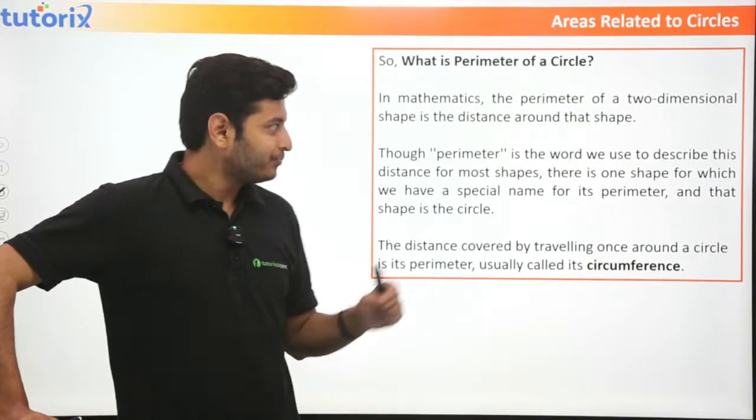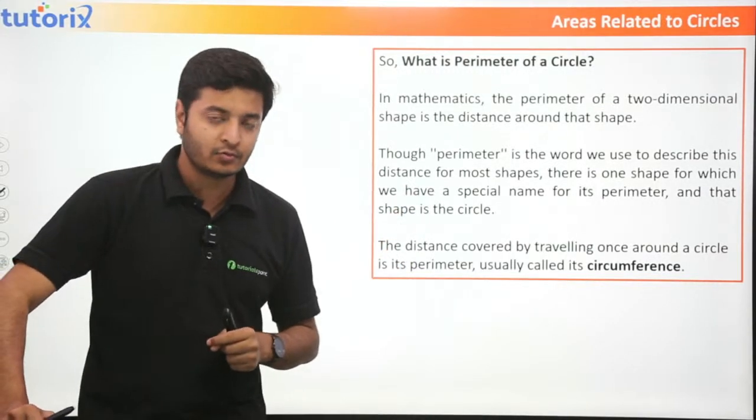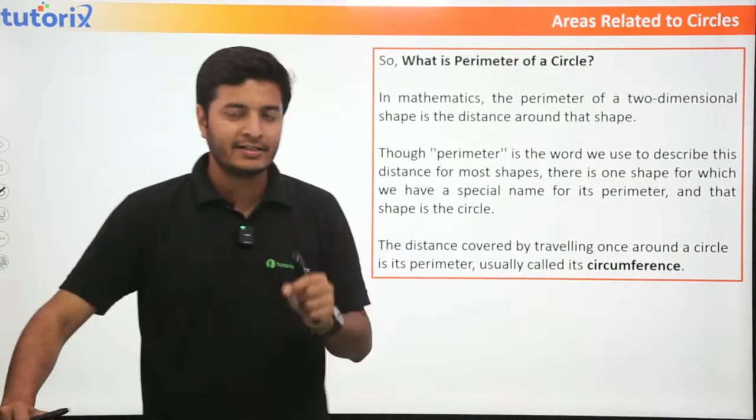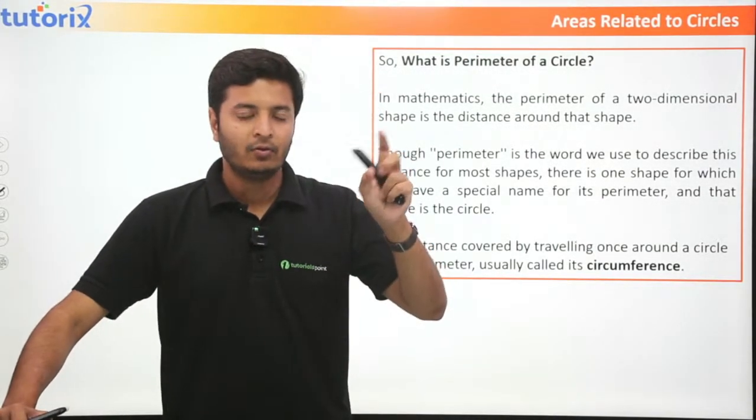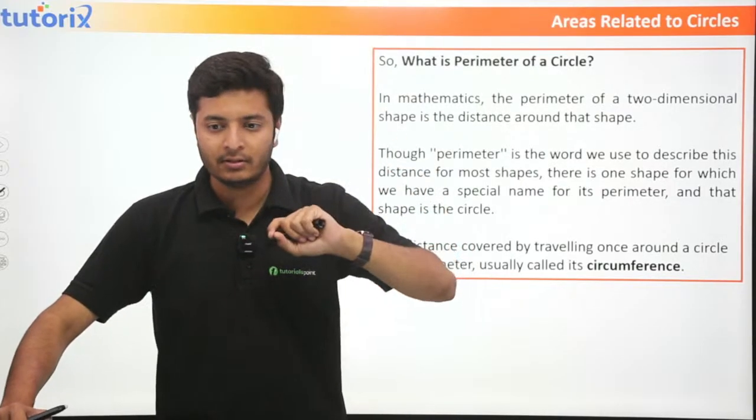Now, perimeter in case of square is what? S plus S plus S plus S. All sides are equal, so 4S.